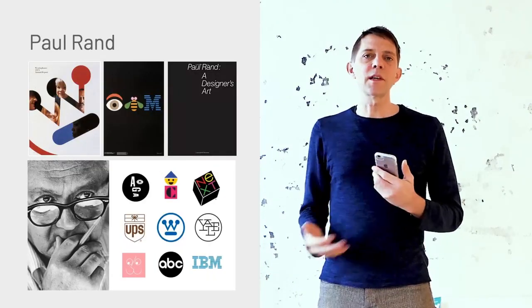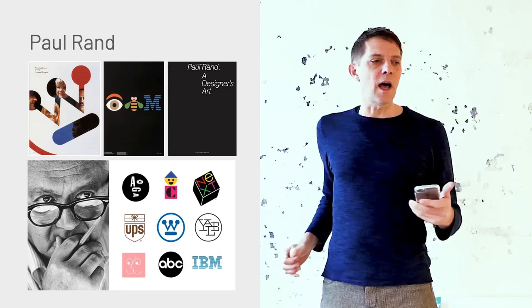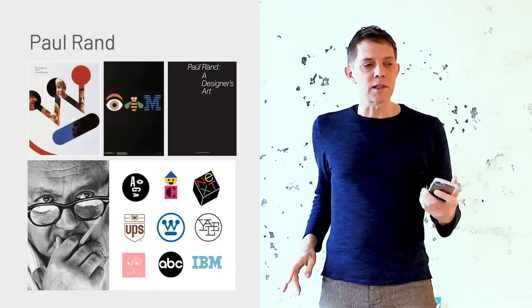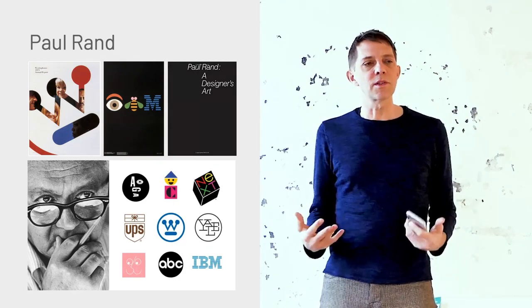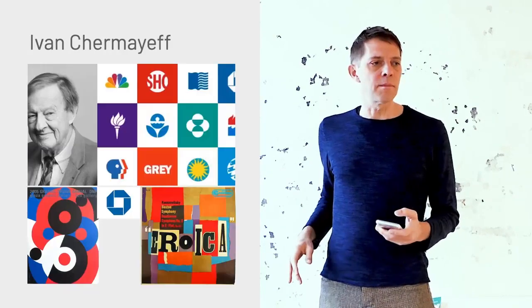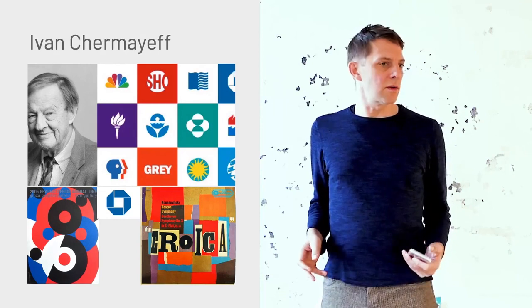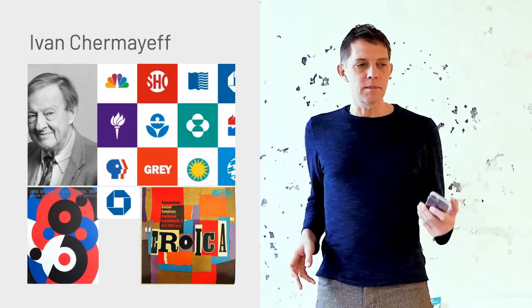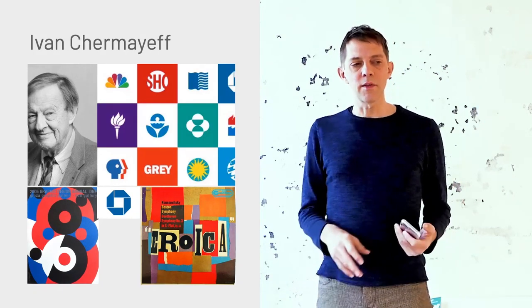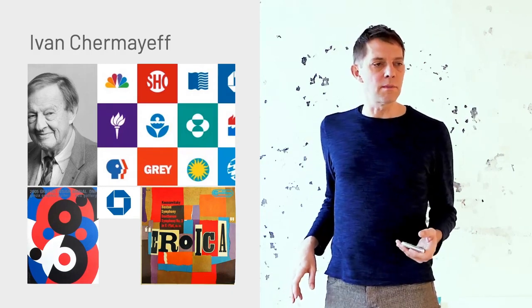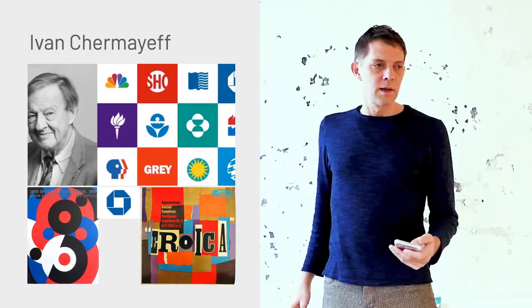Some really famous designers were Paul Rand. He did the IBM logo. He also did UPS and ABC, like some of the logos that are still around for a long, long time. Oh, here is Ivan Chermayeff, and he designed logos like Showtime, NYU, Chase, things that are still around as well, gas stations.